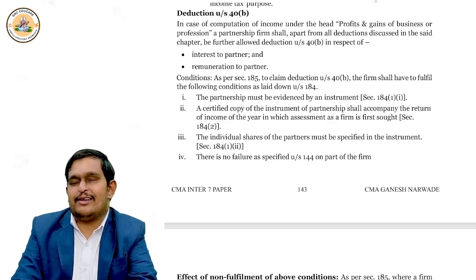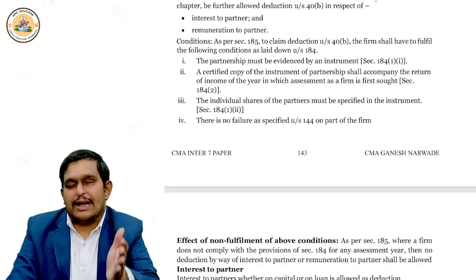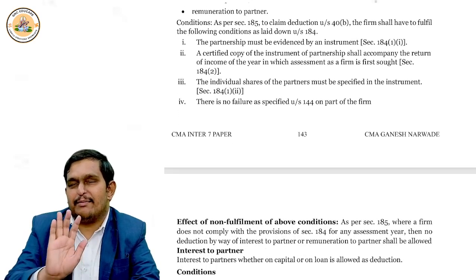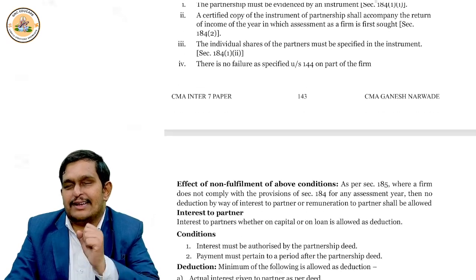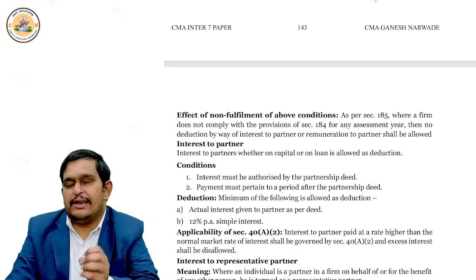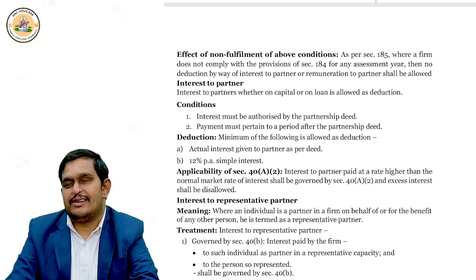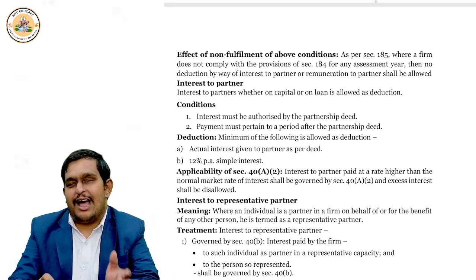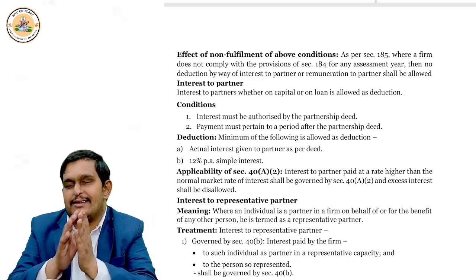So under section 184, four conditions are laid down. That the partnership should be evidenced by an instrument. So there should be a partnership agreement. That's it. Second thing, a certified copy, certified by a chartered accountant, should accompany the filing of returns for the first time by the firm. Yes or no? So when you file income tax returns for the first time, add not only the return copy, but also submit the partnership deed. That's it.